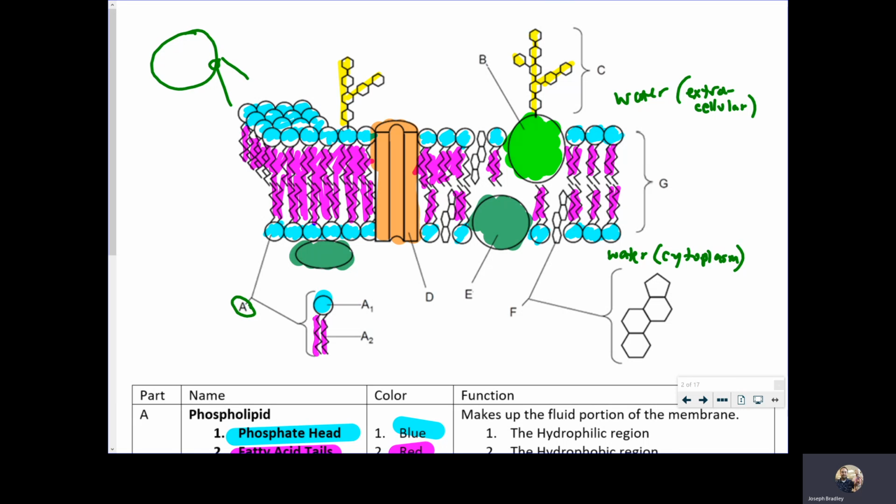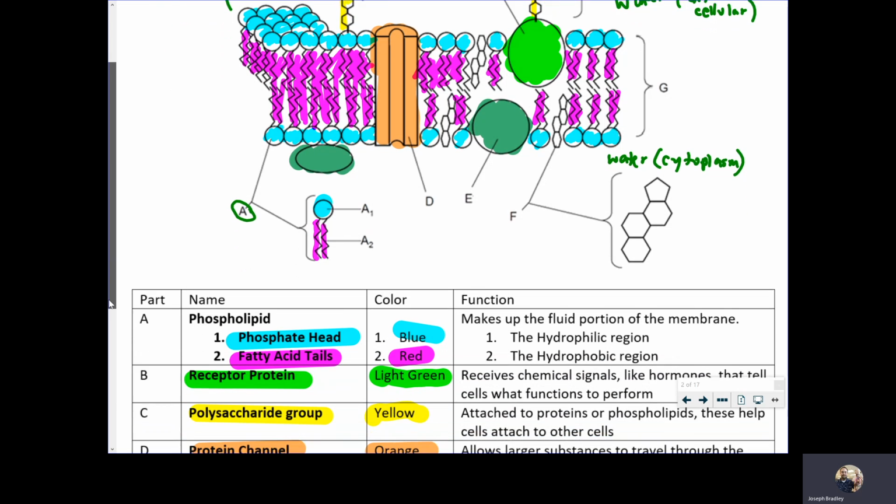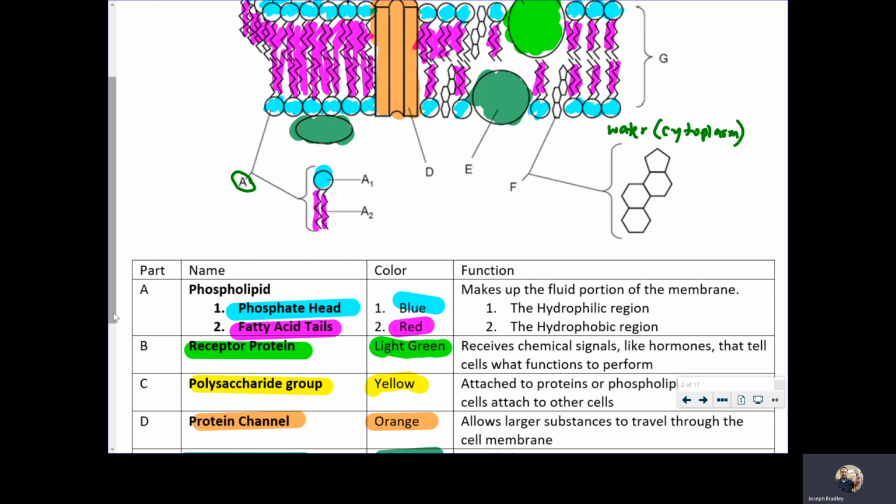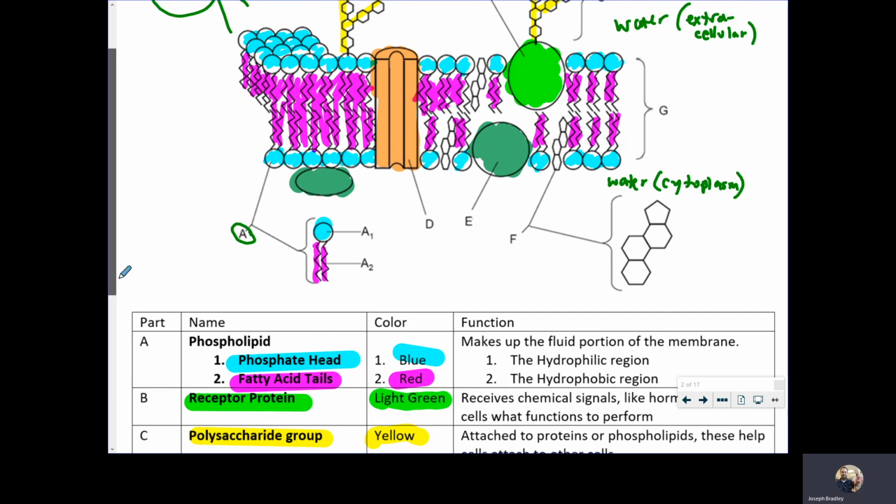So there are some other things that you can see here. One of the big things is the thing labeled D, and that is a protein channel. We've talked about protein channels earlier as one of the main functions that proteins do. This is going to allow larger materials to move through the cell membrane. They make a pore. Some other things that proteins do is they act as receptors.